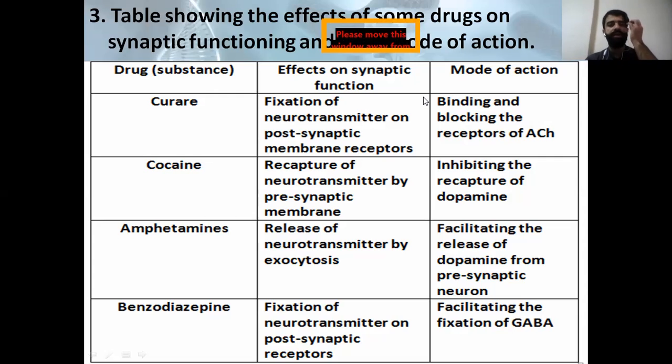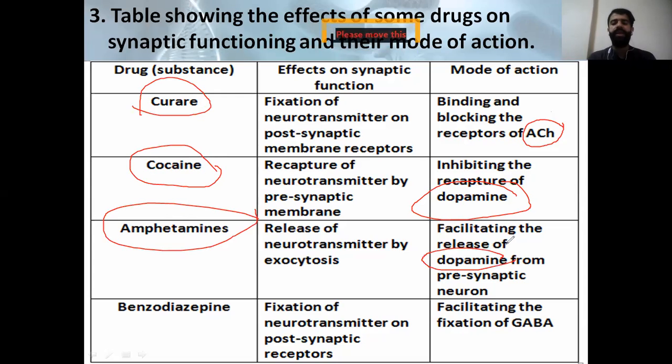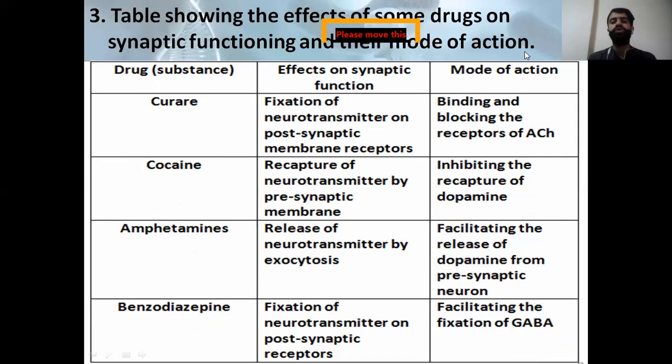So these four types of drugs are very important and you have to know them. Whenever you talk about curare, immediately link it to acetylcholine. Whenever you talk about cocaine, link it immediately to dopamine. Whenever you talk about amphetamines, link them also to dopamine, and benzodiazepines, link them immediately to GABA. This table is very important, and you have to know these drugs, their effect on synaptic function, and their mode of action. This will help you a lot in the exercises and applications.